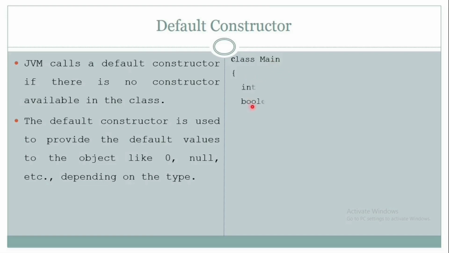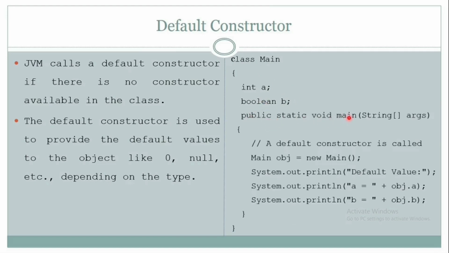Class main, int a and boolean b are the two instance variables. We have a main function and just created an object. Whenever I create an object using the new operator, the main with the brackets calls the default constructor. Whenever we don't create a constructor explicitly, the Java virtual machine will call a default constructor.